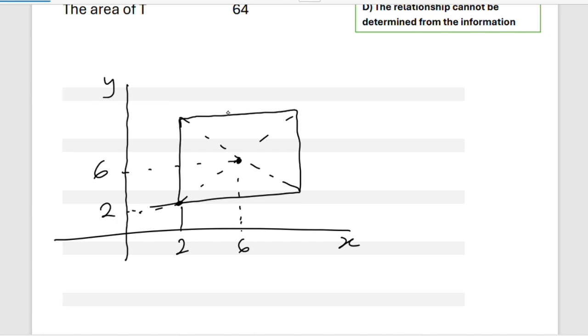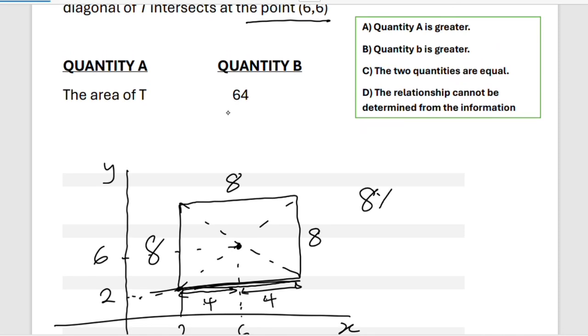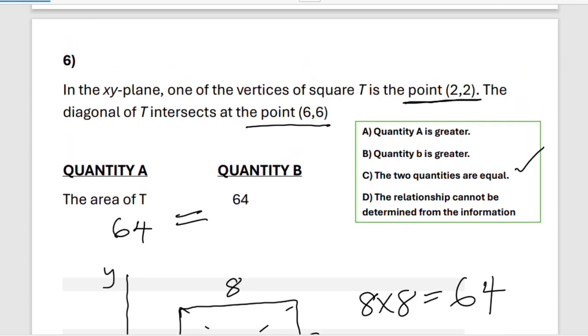So if you look at this, the distance from here to here is 6 minus 2, which is 4. That simply means that this is 4 too, because this is simply half the length of the square. So the length of the square is 4 plus 4, which is 8. So this is 8, this is 8, and this is 8. So quantity A, which is the area of T, is 8 times 8. That is 64. So this is 64, and this is simply equal to 64. So the correct answer for this is C. Quantity A and B are equal.